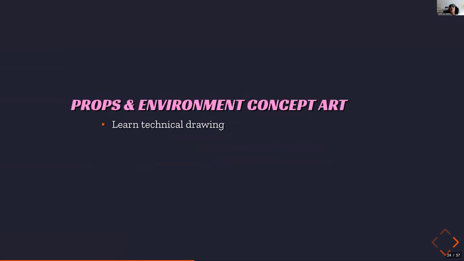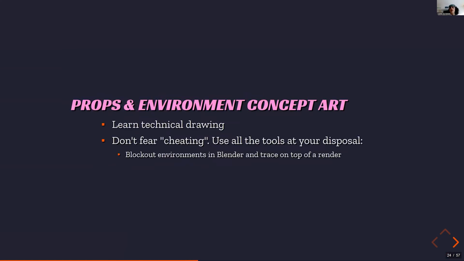For props and environment, it is necessary to learn technical drawing. So those vistas, the side, the front, the back, the top, really makes sense. And don't fear cheating. Use all the tools at your disposal. You can block out the environments in Blender and make a render, put a camera, render it, and then you just trace on top, because it's concept. It's not a piece of art that you are making so you become a better artist in making backgrounds. It's industrial work.